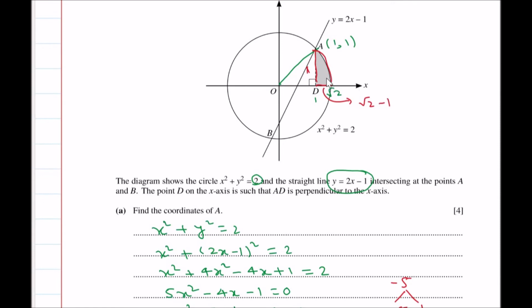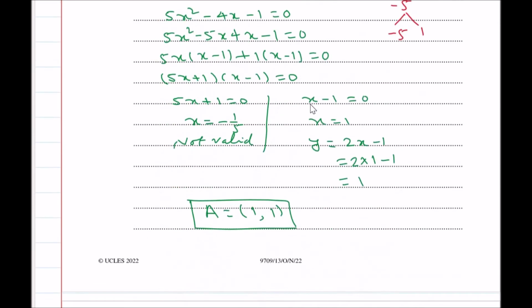Arc length we need to find, and to find the arc length, the radius is known. The radius is √2. But now we have to find theta. Theta is not known, so we can find theta from here. So this is 1, this is 1. Theta will be, I'll show here.